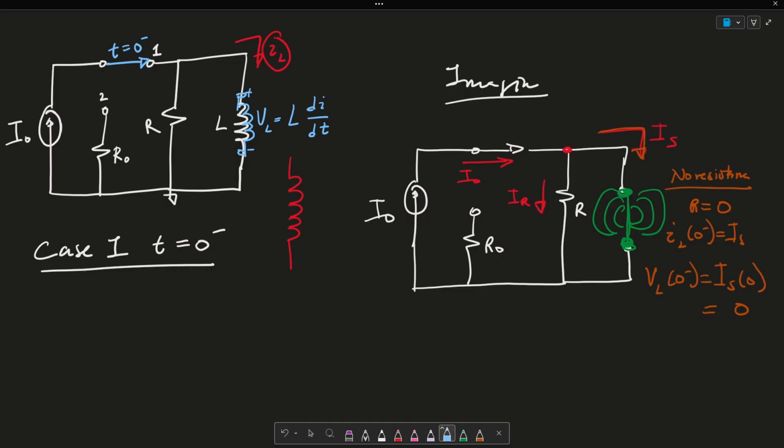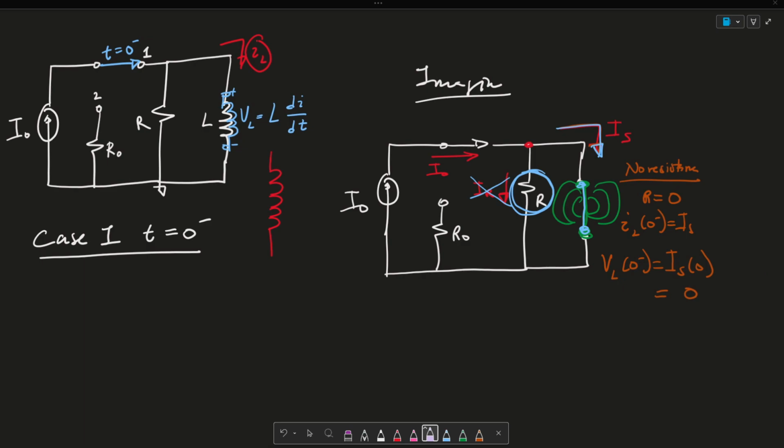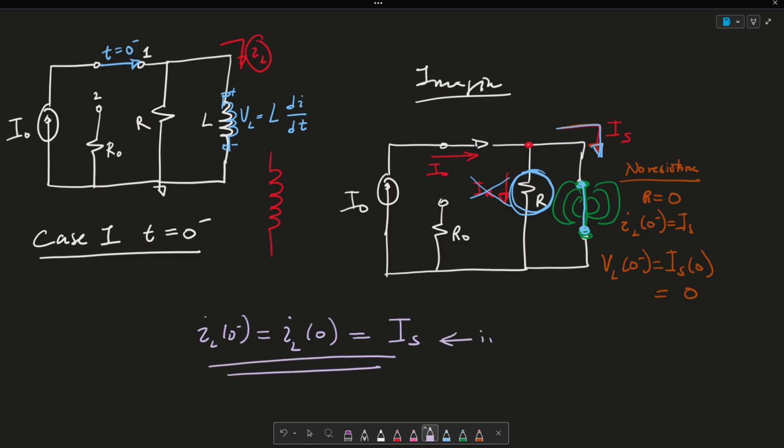Since this is a short circuit, no or very little current is going to flow through this resistor, because the current takes the path of least resistance. So my current through this resistor is 0, and all my current flows through my inductor. The final takeaway from case number 1 is that my IL of 0 minus must equal my IL of 0, simply because current cannot change instantaneously through an inductor, and this is equal to IS. This is what we call the initial condition of this source-free RL circuit.